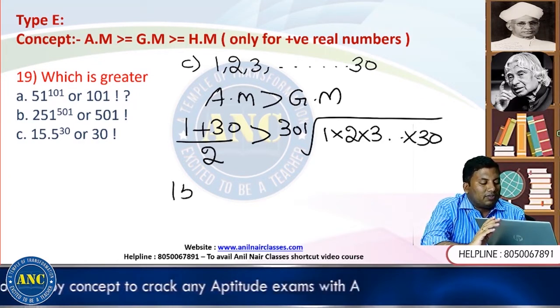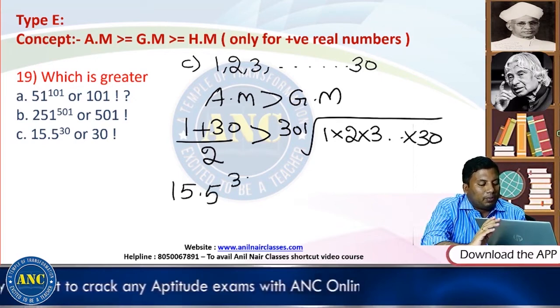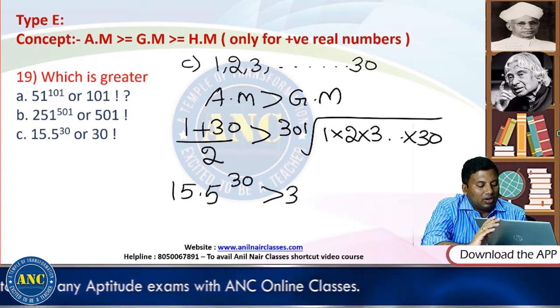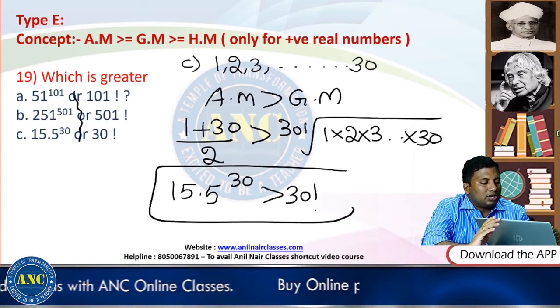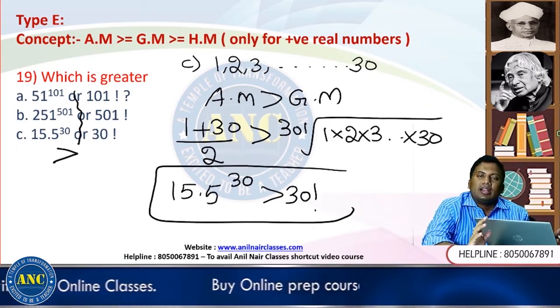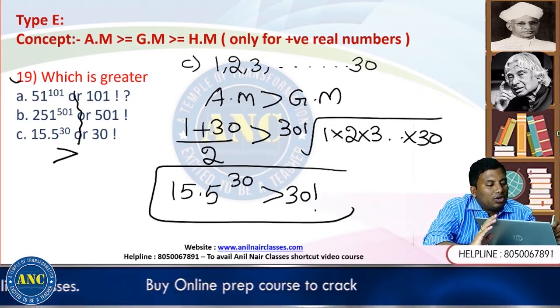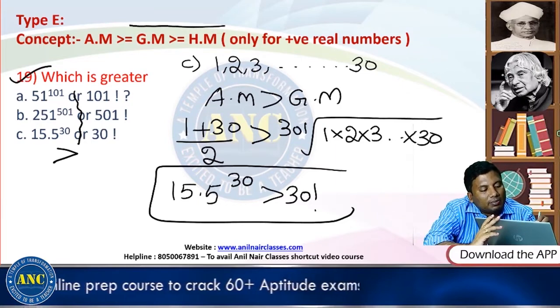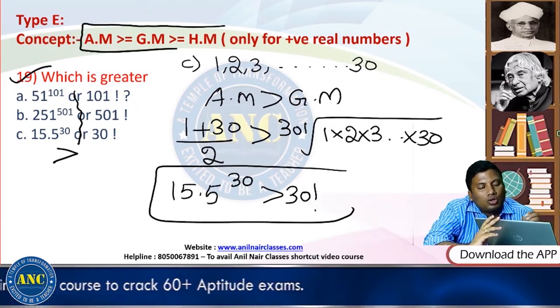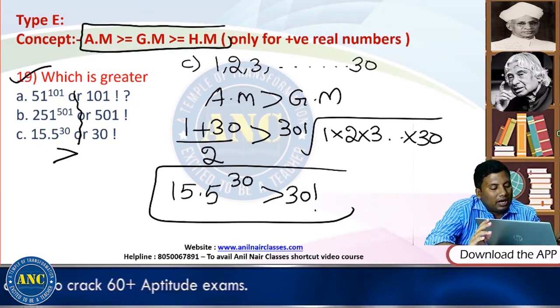31 by 2 is 15.5. 15.5 power 30 is always greater than 30 factorial. So for all the options, the first is greater than the second term. Very, very good question where you can compare the powers because of this concept. AM greater than or equivalent to GM greater than or equivalent to HM.